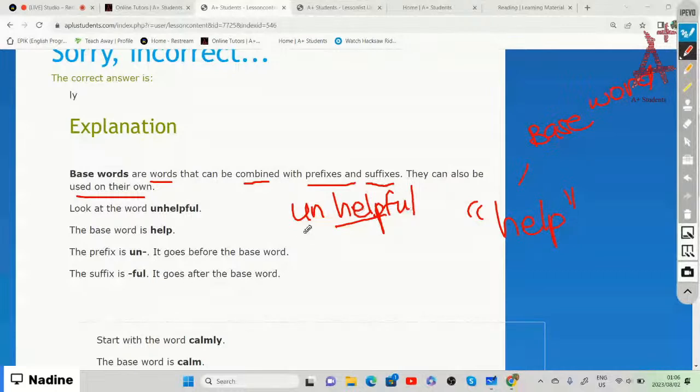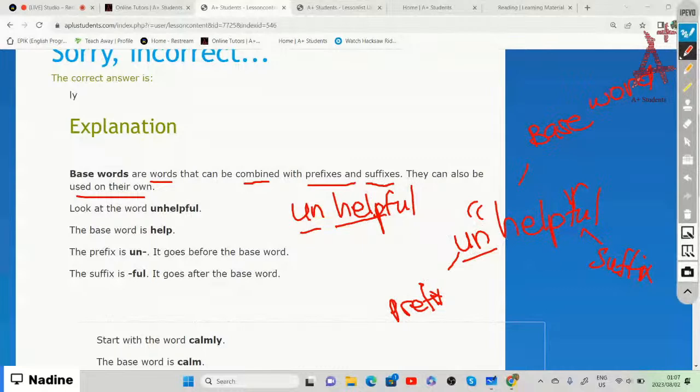Now, the word un, it is our prefix, and our prefix is the word that we put in front of the base word. Then we have ful, which gives us unhelpful, and ful is our suffix, right? And the suffix goes after the base word, or let's say behind or at the back.